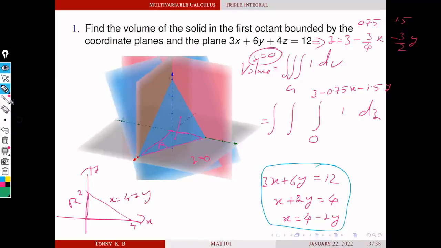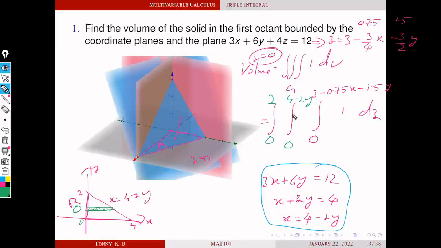Now you can easily set up the double integral. Suppose you consider a horizontal strip like this. You have to integrate over this region. What is the lower value of x? That is 0. What is the upper value of x? 4 minus 2y. So this becomes 0 to 4 minus 2y. To cover this region, what is the range of y? y is varying from 0 to 2. So this is the setup of this triple integral.